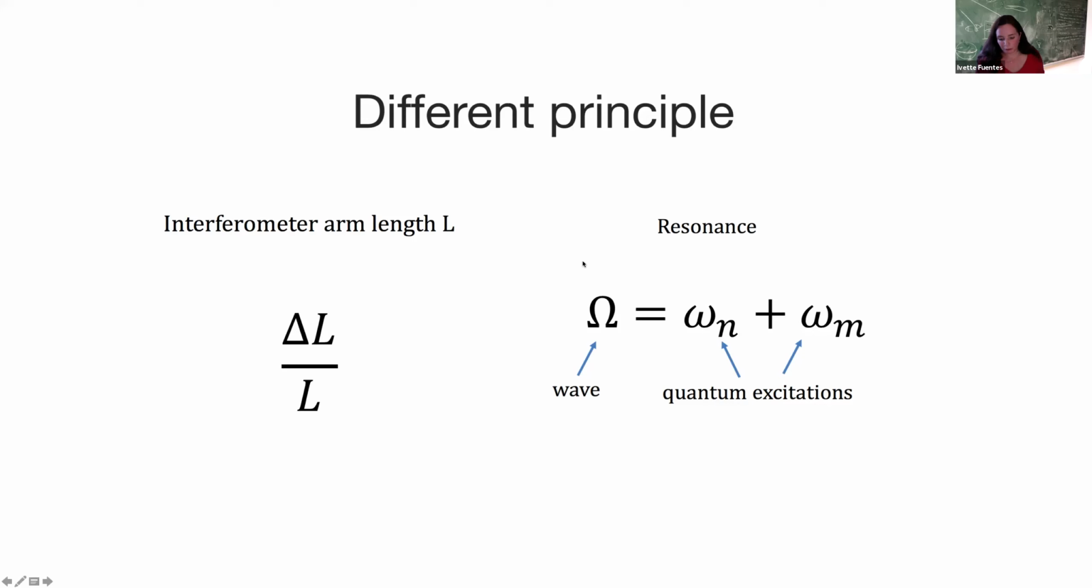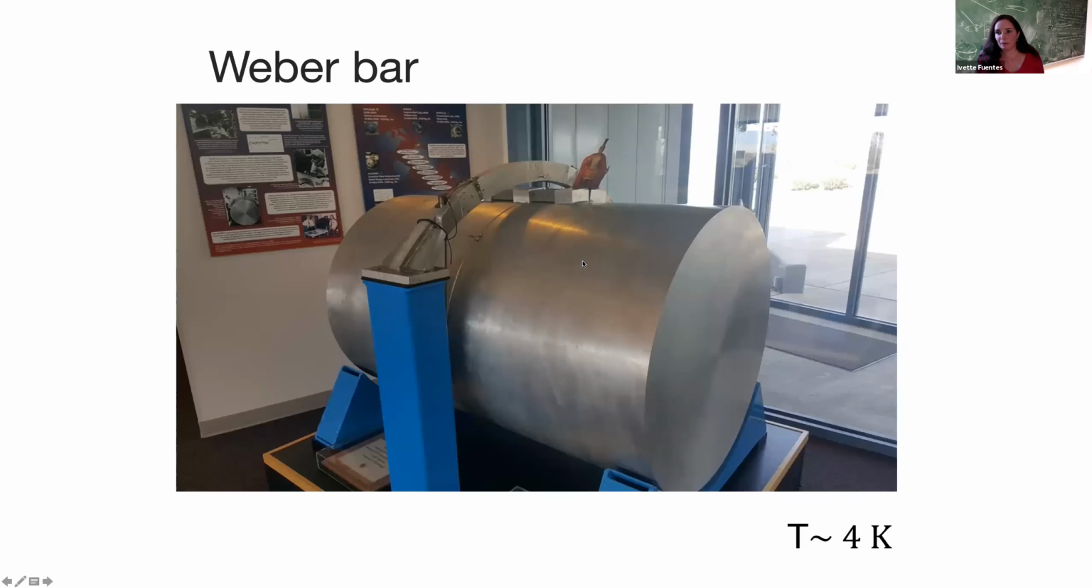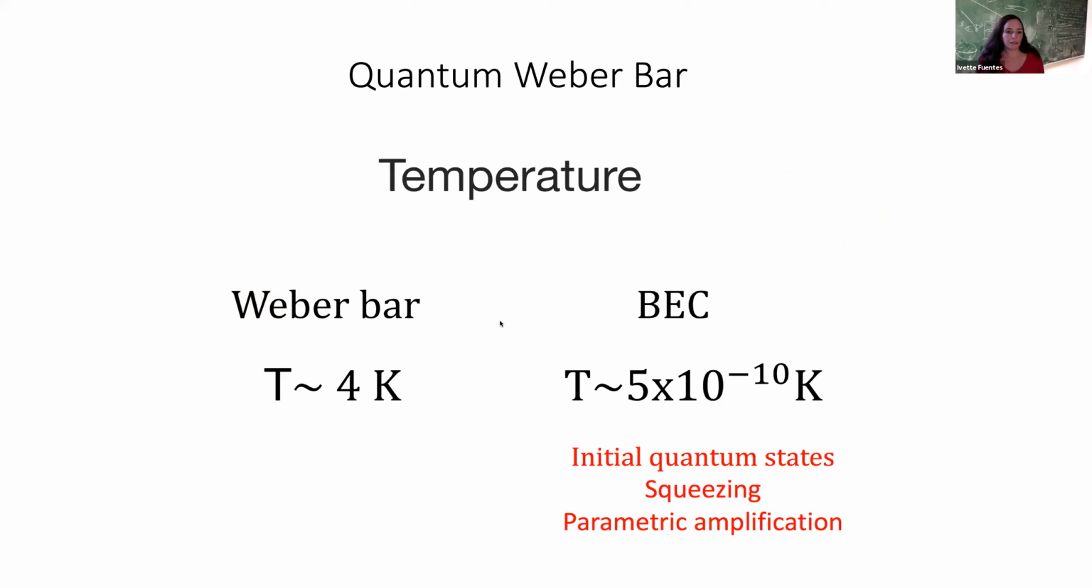We're basically using resonance. So this is very similar to a Weber bar. But here you have, well, I found this that Weber bars were cooled down at 4K, but now reading more, I learned that they can be cooled down to the millikelvin scales. But a nano BEC, you can cool down like 10 orders of magnitude beyond that to half a nanokelvin.